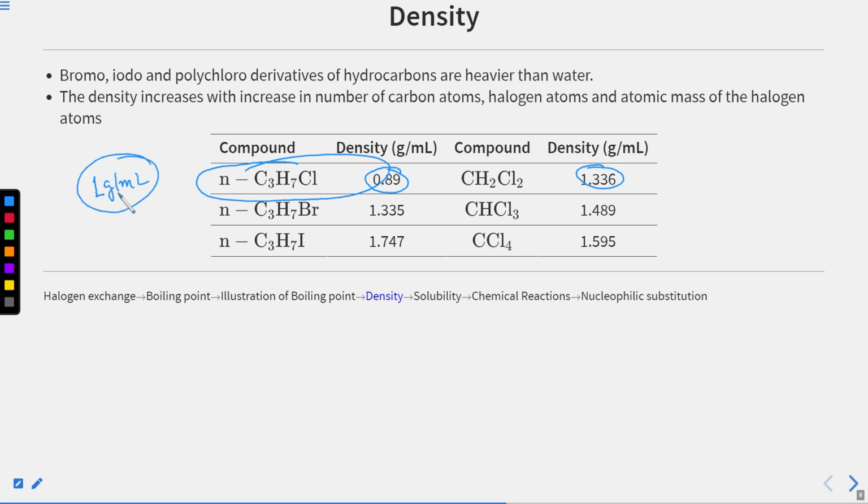So it is the reference point. Water is taken as the reference point. So this monochloro compound has less density than water. After that, we can see that all of these have a greater density than water, whether you talk about the dichloro compound, bromine, iodine, or the trichloro compound. So polychloro derivatives and bromo and iodo compounds all have a density greater than 1.